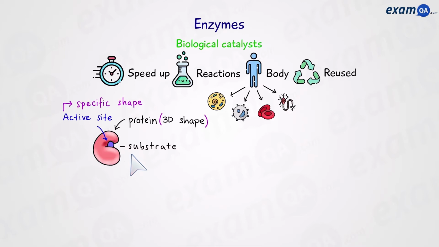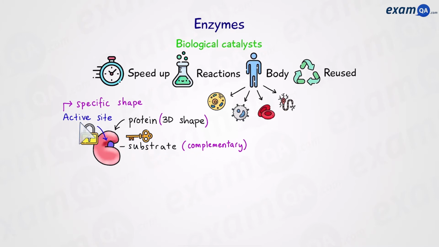Now, the active site has a specific shape, which means the shape of the substrate has to be complementary to it. Just like every lock has a complementary key. So sometimes in an exam they can ask you to explain the lock and key model, which is basically saying that every substrate is complementary to a specific active site.